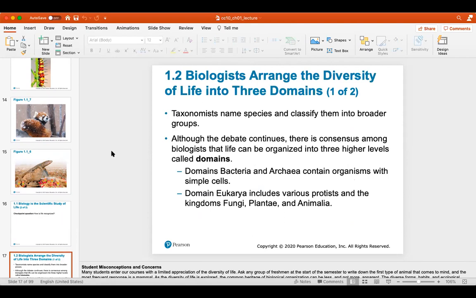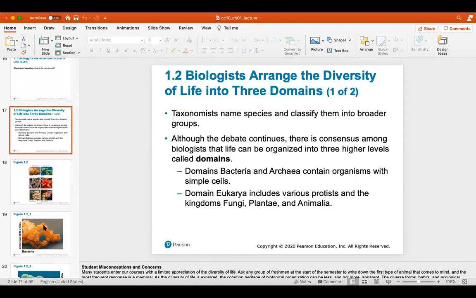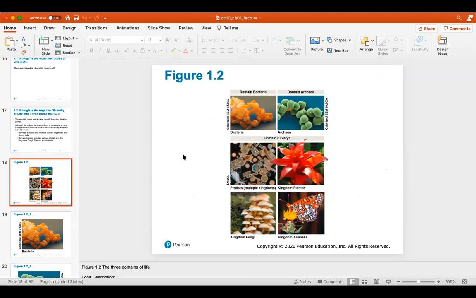Biologists will arrange the diversity of life into 3 domains, and taxonomists will name the species and classify them into even broader groups. There's a consensus among biologists that life can be organized into 3 higher levels called domains. These domains are bacteria and archaea, which contain organisms with simple cells. And the domain eukarya includes various protists and the kingdoms fungi, plantae, and animalia, where we fall. So here's a look at the eukarya domain, and then what exists in each.